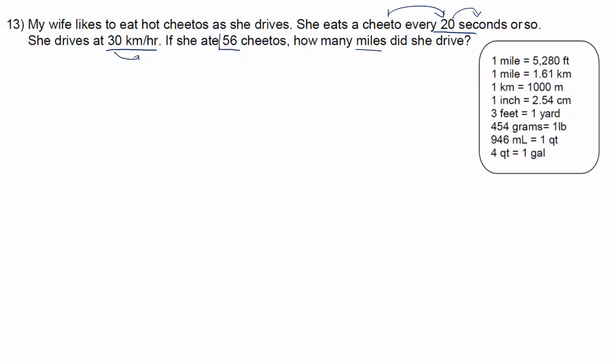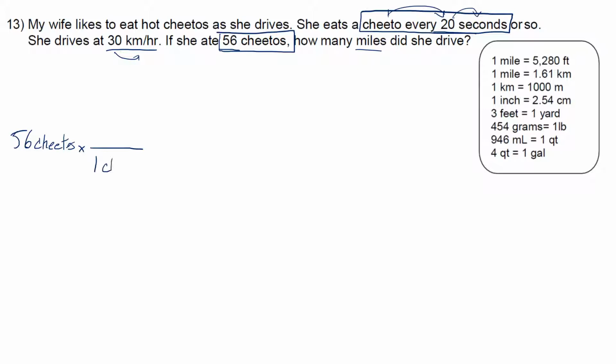So I think our starting number is going to be 56 Cheetos. This is our given. It's not that easy to find, but there it is. 56 Cheetos is our given, right? And from 56 Cheetos, we can go from Cheetos to seconds. Here's our conversion here. One Cheeto every 20 seconds.